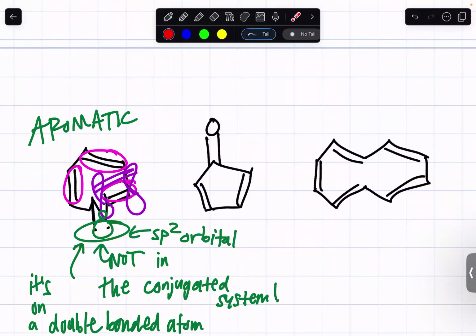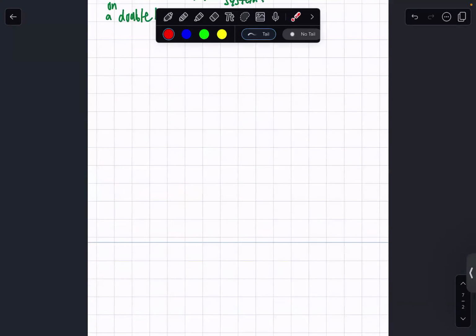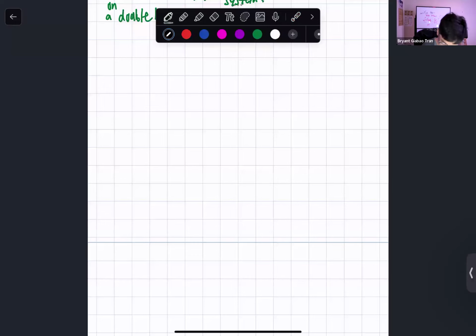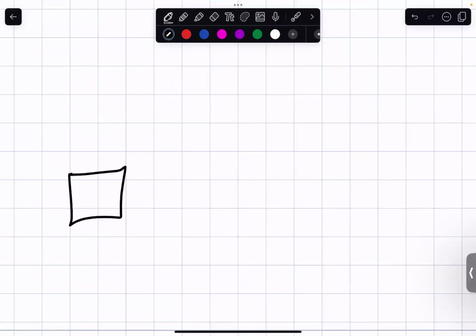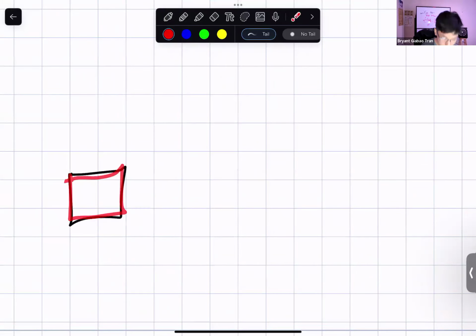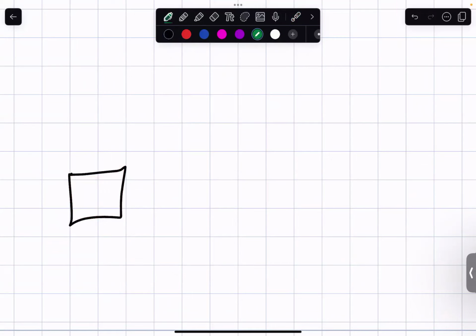Hey Brian, I have a question. Can butanes be aromatic? Butanes, like cyclobutane, the square one? Yes, it is cyclic, so that fulfills that condition. But it's not fully conjugated. There are no pairs of electrons. All these atoms here are sp3.